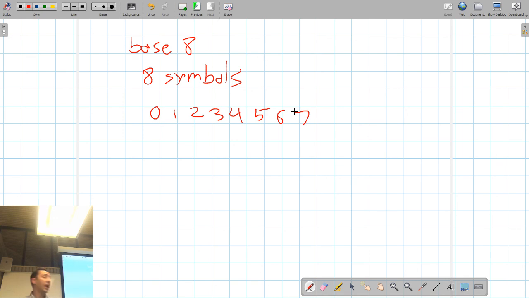So the thing to know is that in any base, that digit doesn't exist as a symbol. So base 8 doesn't have the symbol 8. It only has 0 through 7. Base 4 only has symbols 0 through 3. And so on and so forth. So that's base 8. And converting is the same way.